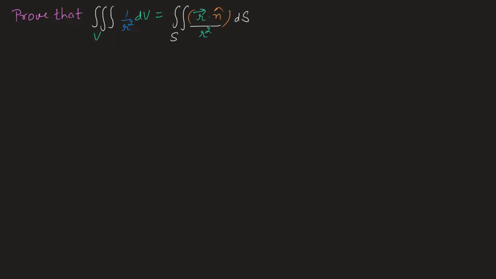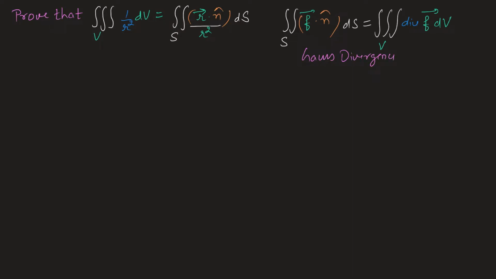It states that the surface integral over surface S of the normal component of vector field F is equal to the volume integral over volume V of the divergence of vector field F. So this is the statement of Gauss divergence theorem.